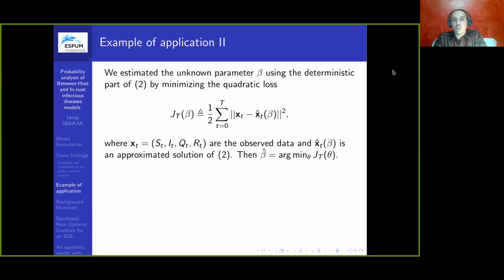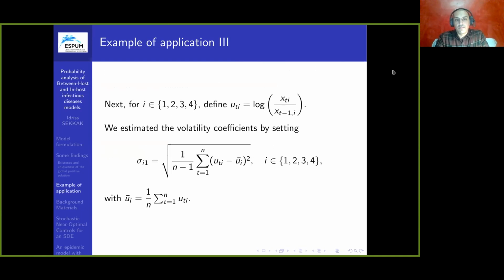So we iterate each time on another interval, another path, and we are trying to calculate the distance between the data and our generated path. And once we get the one closest to the real data path, we save it and look for another path that will exceed that one. And also we estimated the volatility coefficient by setting sigma as follows. Usually this term is used in finance, so we try to use the same approach from finance in epidemiology to get the volatility from the real data.